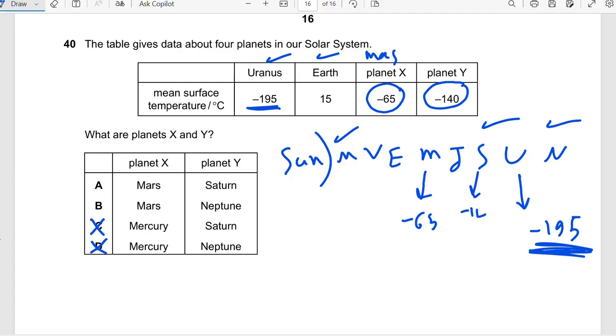Because Neptune will have a temperature less than -195. Okay, it will be like -200 something, which will be less than -195. I hope it's clear. So the correct option is A. Okay, planet X is Mars and planet Y is Saturn.